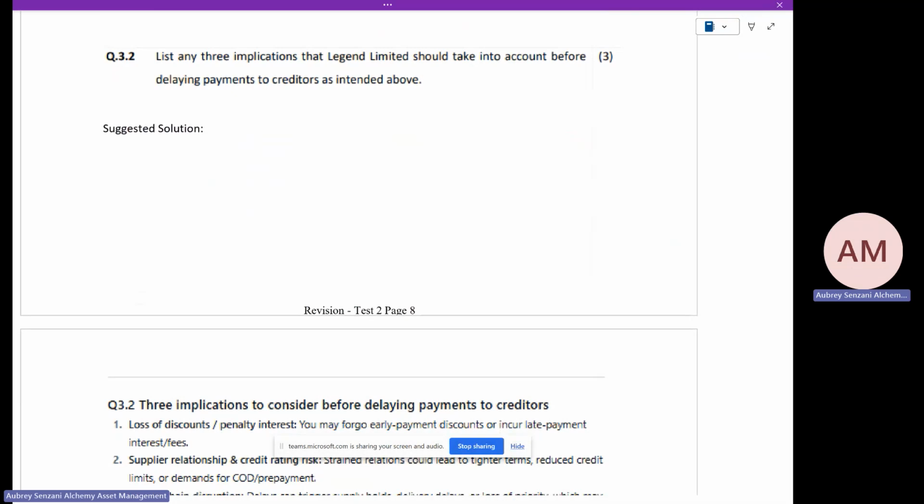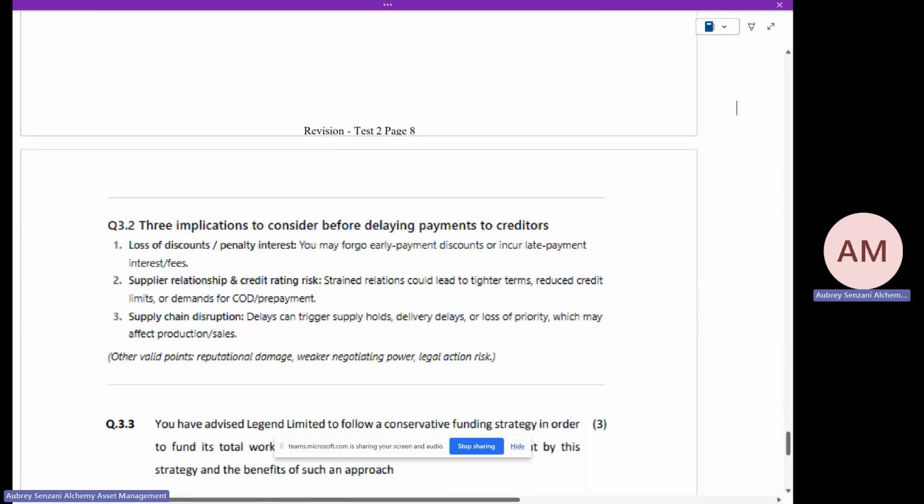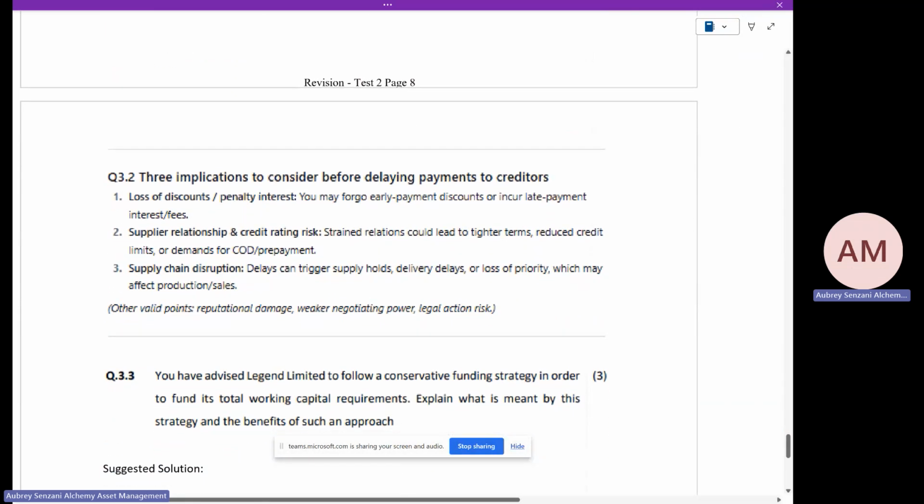Okay, but anyway, let's finish up. So the rest is just theory. Here they say: list any 3 implications that Legend Limited should take into account before delaying payments to creditors as intended above. This is not rocket science.